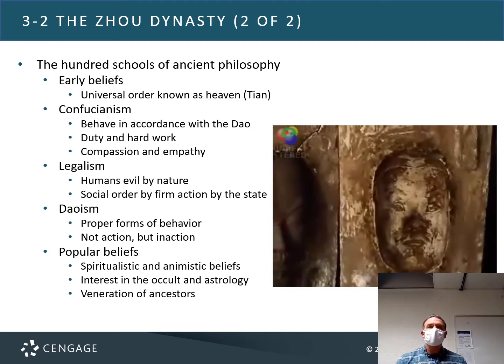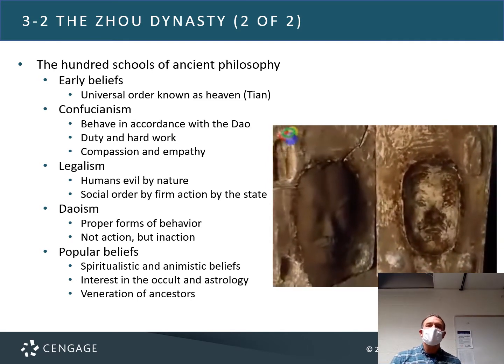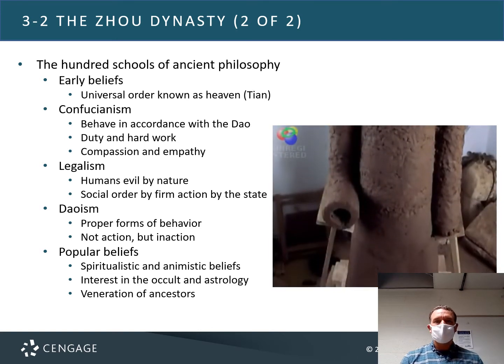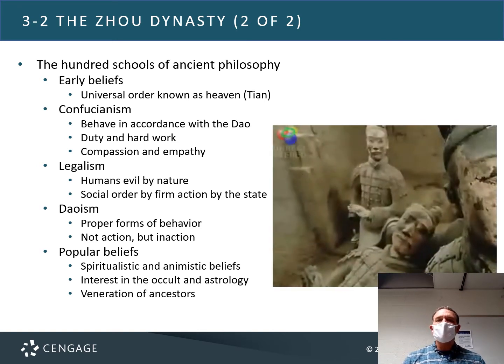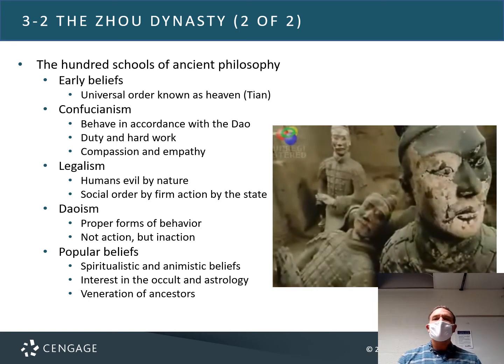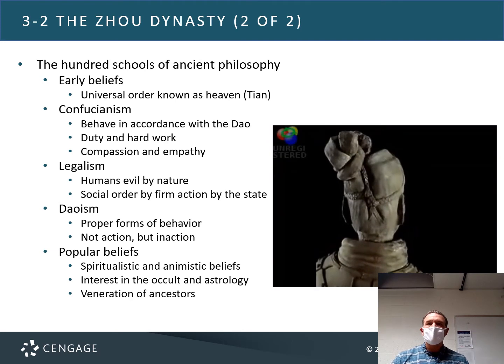Now, Taoism, often spelled Daoism, was a popular alternative to Confucianism. According to tradition, the school of thought was founded by a contemporary of Confucius called Lao Tzu, or the Old Master.